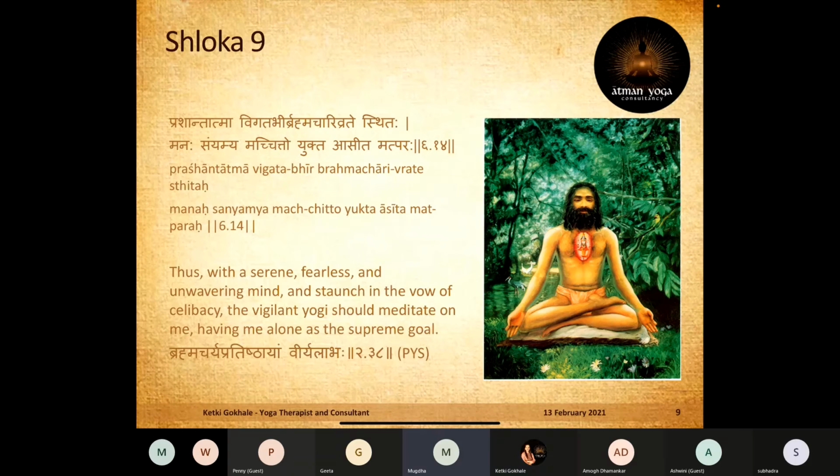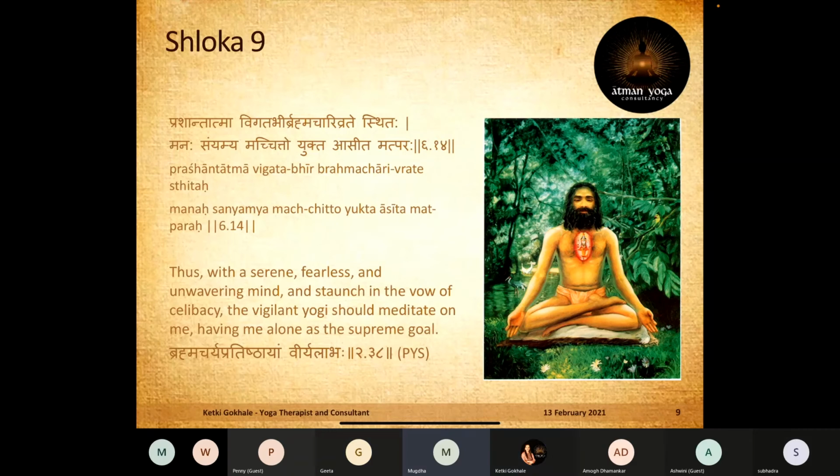Prashantatma vigatabhihi. So there we are breaking the word. Vigata bhihi, no? So we are just splitting that word. Vigata bhihi brahmachari vrate sthitah.